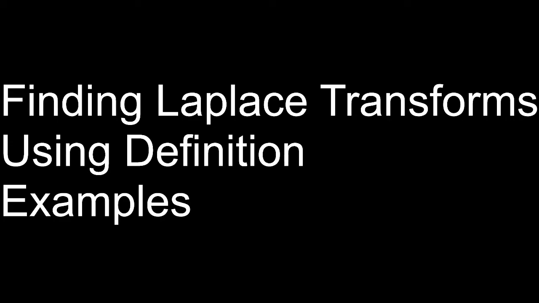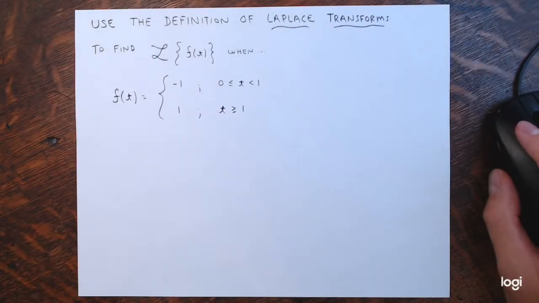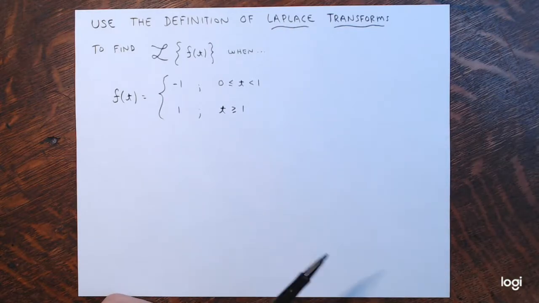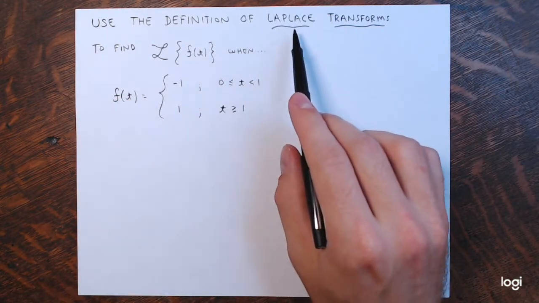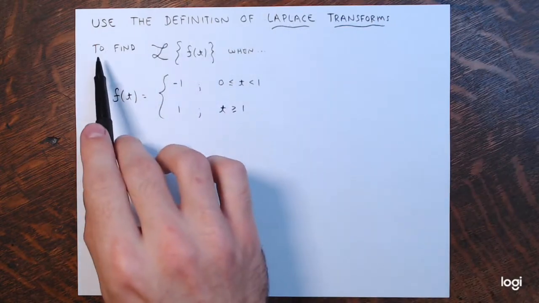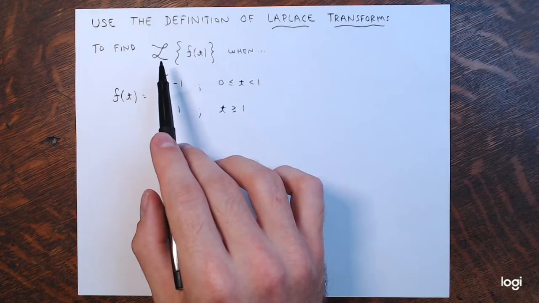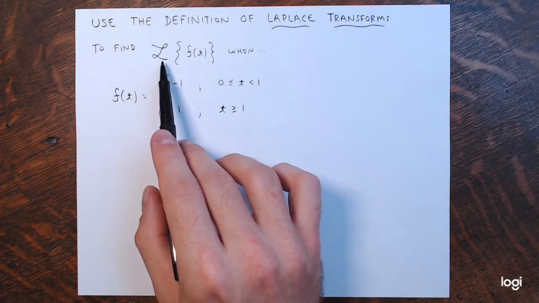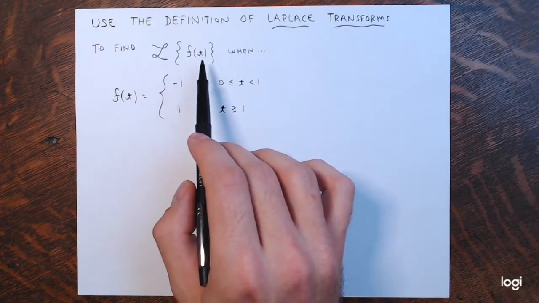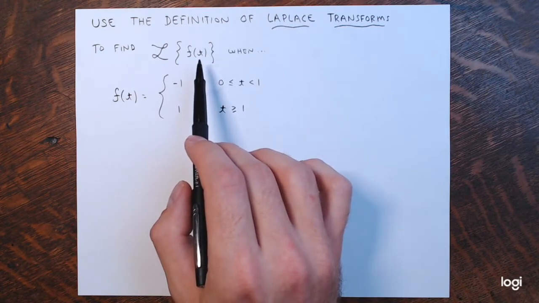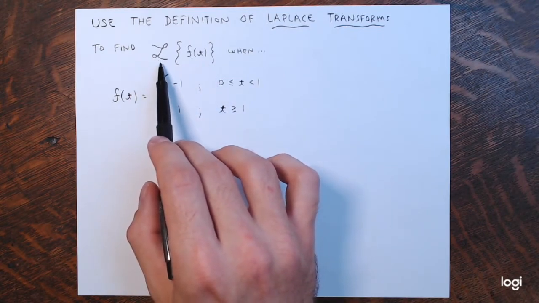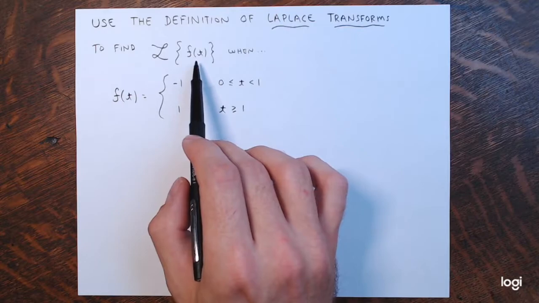Alright, so let's just get into something. I got three examples here, three pretty basic examples, but they demonstrate the definition use. In all the examples in my video here, I have used the definition of Laplace transforms to find, and this is the symbolism used for Laplace transforms. It's the script L, and then braces around the function that you're taking the transform of. So the Laplace transform of f of t, some function of t.